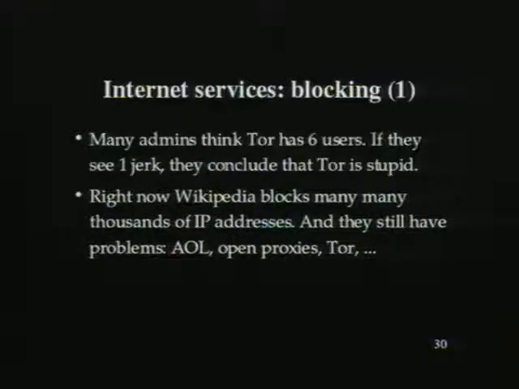So there's an easy fallacy to fall into where you figure that Tor has no users and therefore you see one bad case and you figure that all Tor users are bad. Because if Tor is working, you don't see anything. If people are anonymous, then you don't know about them.